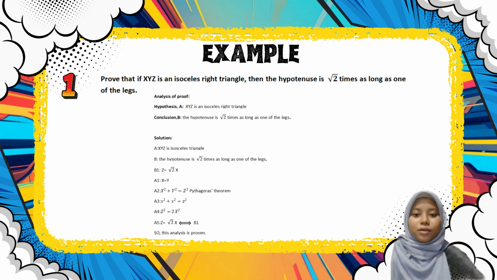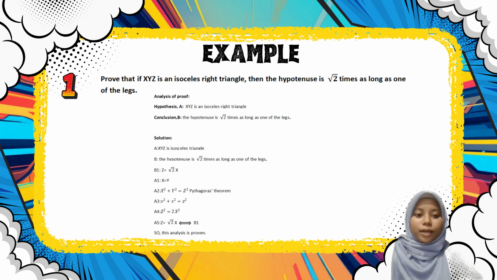Solution for this question: given triangle XYZ. A is triangle XYZ is an isosceles right triangle. This means that two of these sides are equal in length. For B, the triangle is also a right triangle and the hypotenuse is longer than the leg. A1 is since the triangle is isosceles, the two equal sides are X and Y. Therefore, X is equal to Y.